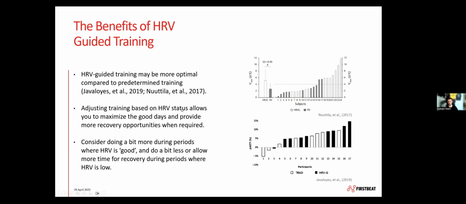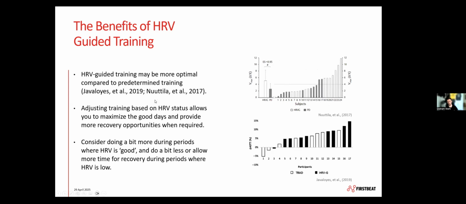So you can see on the two charts, on the top one, the white bars are the HRV guided group. As a general trend, they had better increases in their performance compared to the solid bars, which are the predetermined training group. And then it's the other way around on the bottom. So the white bars are the predetermined training group, and the black are the HRV guided. And you can see again the HRV guided as a whole improved more than the traditional group.